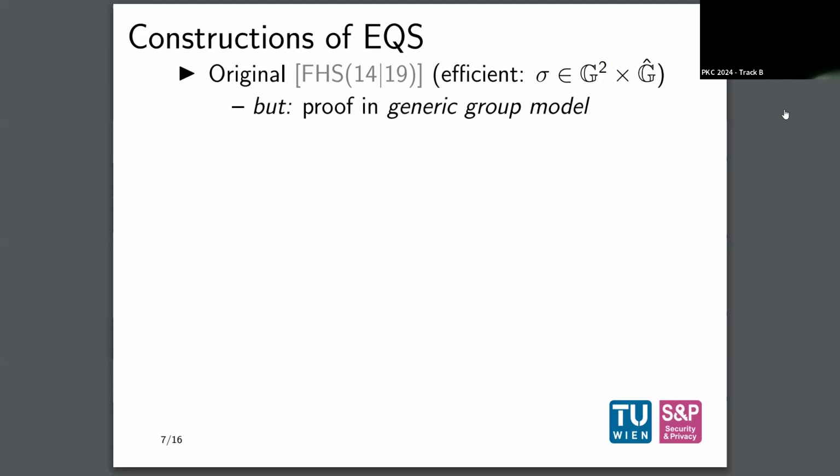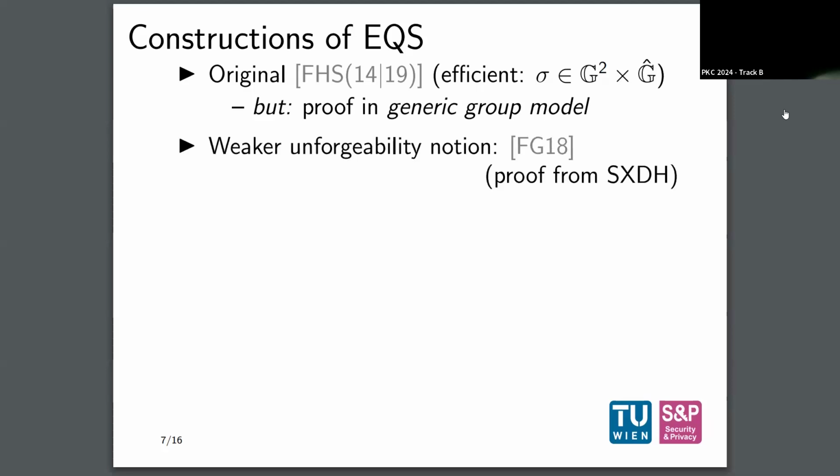What was the downside of their work? The downside really was that their proof is in the generic group model, and they asked themselves if that can be improved, and on that way they weakened the unforgeability notion. That's work by Georg Fuchsbauer and Romain Gay, and they proved it from standard assumptions, in particular from SXDH. But sadly, as it turns out, this new unforgeability notion is too weak for many applications. So we have a proof, but the concept is not that useful.